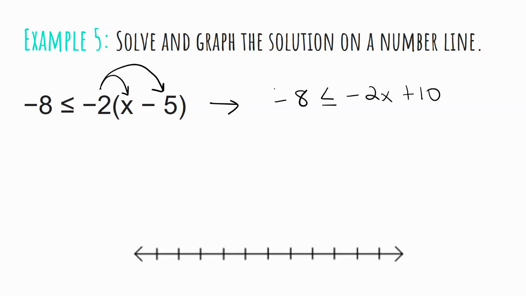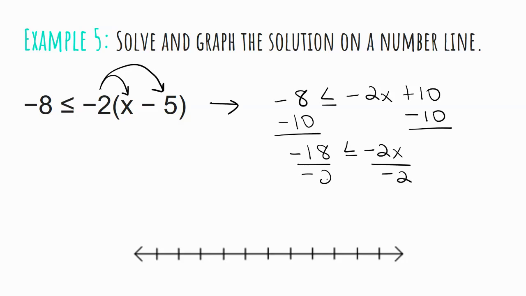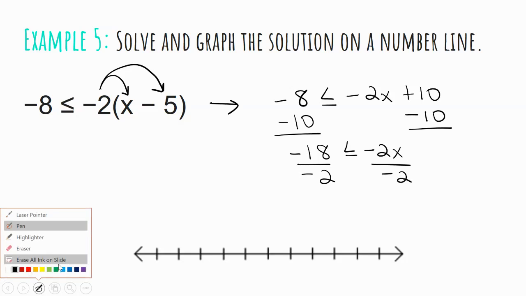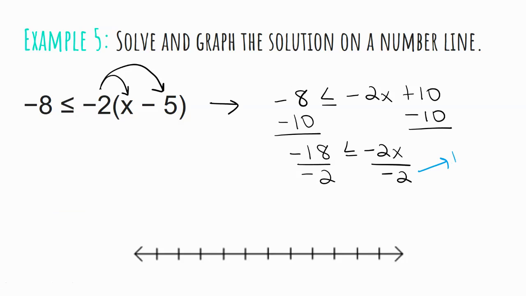Now I've simplified the right-hand side and I can solve my inequality. So I'm going to subtract 10. Now don't let this confuse you. What this is, -8 minus 10, which is going to be -18, is less than or equal to -2x. Now I need to divide both sides by -2. Uh-oh. I'm dividing by a negative. Remember what that means? That means flip the sign.